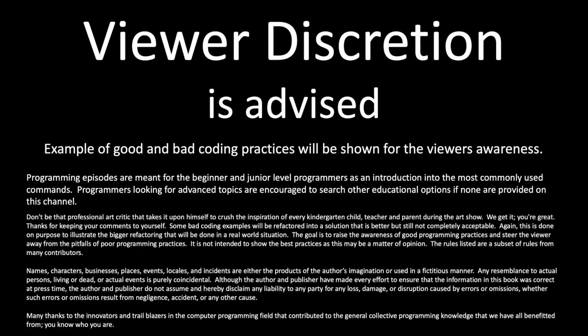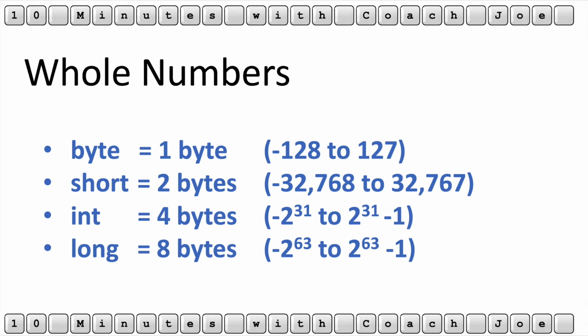It is up to you to continue to research uses and features of existing data types, along with discovering new data types. Starting with the whole numbers, we can use the primitive data types like byte, short, int, and long. The byte uses 1 byte and the short uses 2 bytes. The range of values are listed here.